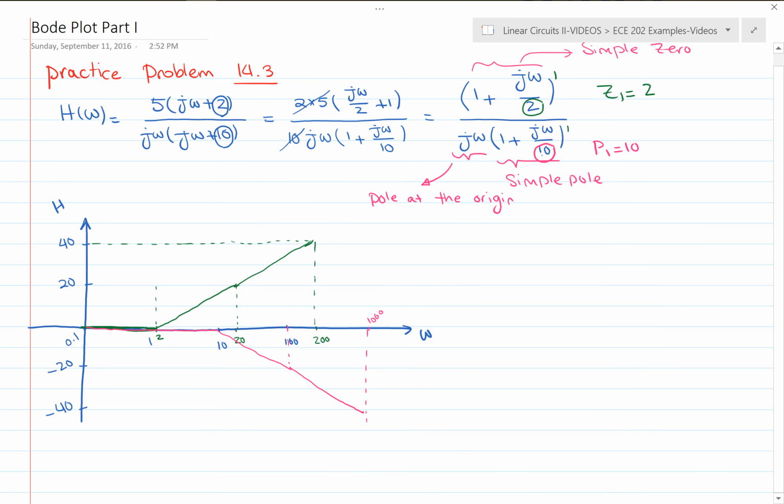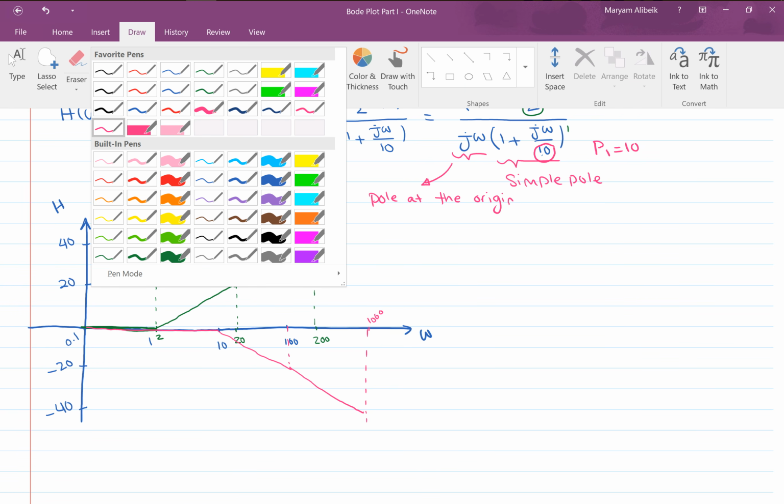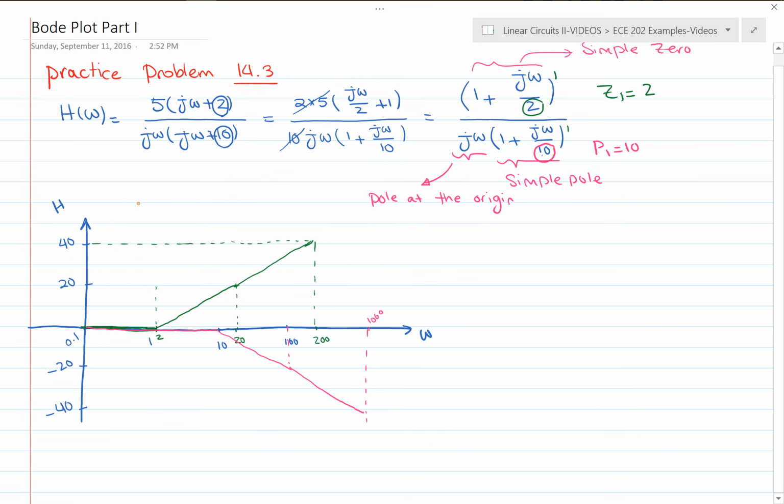Okay, so this is my simple pole. The only thing that is left is the pole at the origin, which is 1 over j omega. Let me draw it with another color, the orange one. For the pole at the origin, it is the third row in the table. You can see that the slope is negative 20 and it has to pass frequency of 1. So when it is reaching frequency of 1, the magnitude is equal to 0, right?